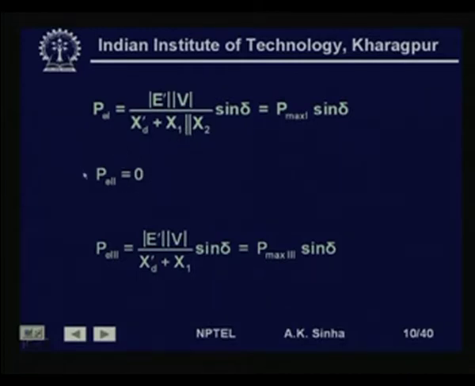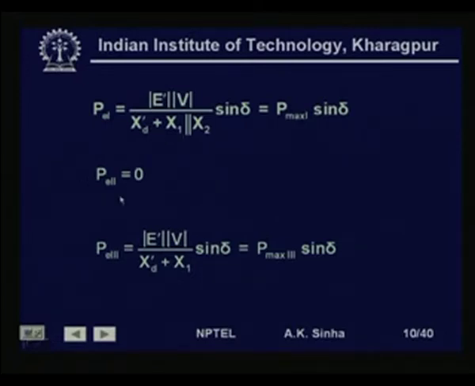In the case when the fault is on, that is during the short circuit period, the electrical power output is equal to 0, that is P electrical in the second situation is equal to 0. When the fault is cleared, the electrical power output after fault clearance, or the post fault situation, is given by P E 3 equal to E dash V by x d dash plus x 1, because the other line has now been tripped, into sin delta, which we call P max 3 sin delta.